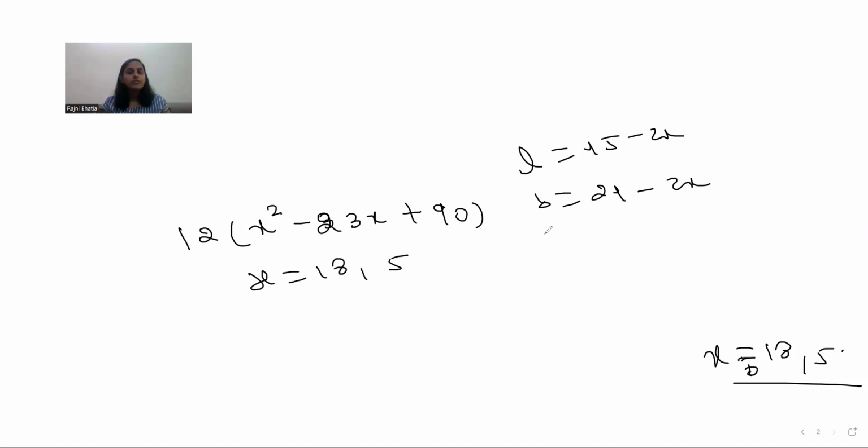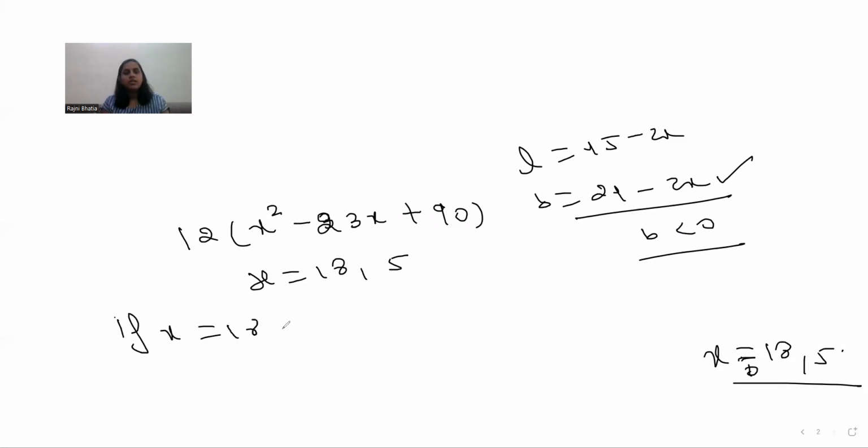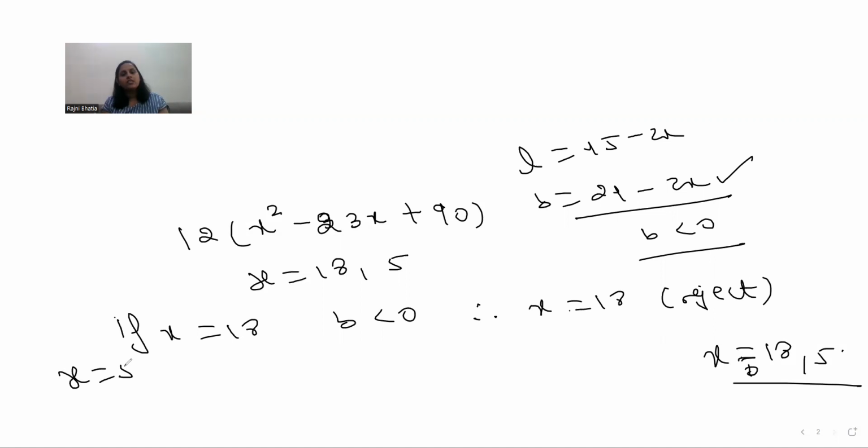Now I have to see that if I put x equal to 18 in this, then my breadth will become negative, which is rejected. So I'll write, if x is equal to 18, breadth will be negative. Therefore, we are going to reject x equal to 18. So my only value is x equal to 5, which I need to check is giving me the maximum value of volume or not. So dv by dx was this.